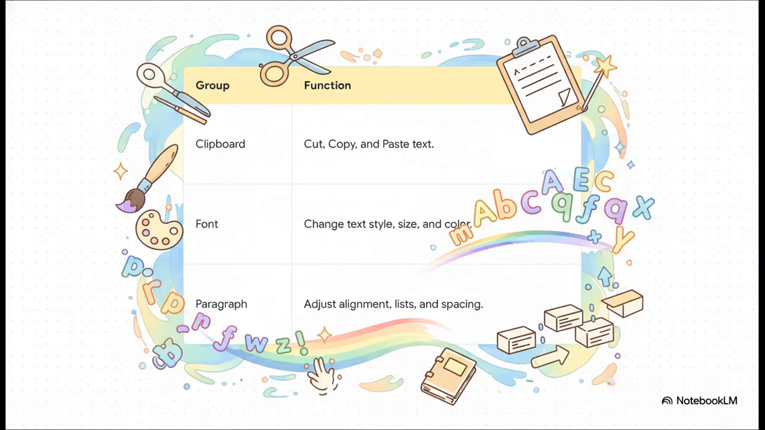Now, this Home tab is broken down into a few really logical groups. You've got the Clipboard section, which is all about moving your text around. Then there's the Font group, which is for making your text look awesome. And finally, the Paragraph group helps you get everything structured perfectly on the page.